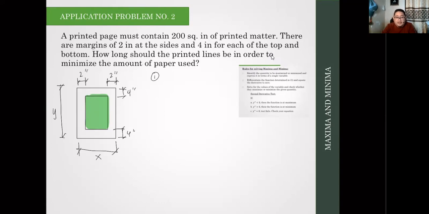So, parehas dun sa rectangular garden. Para ma-minimize yun, kailangan natin ng area. So, area is equals to x times y. Okay? Then next, kuha tayo ng relationship. Ito ay area ng paper, tawagin kong AP. Okay? Ang may given sa atin is area ng printed matter.